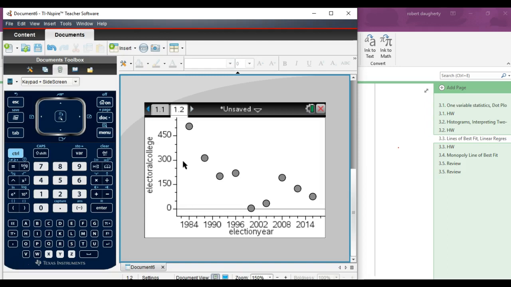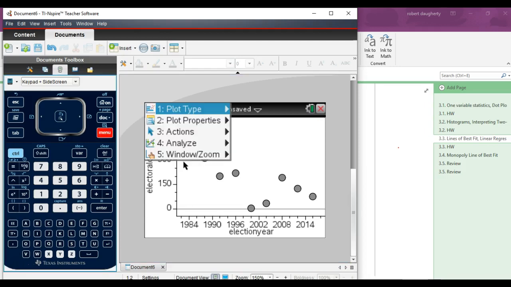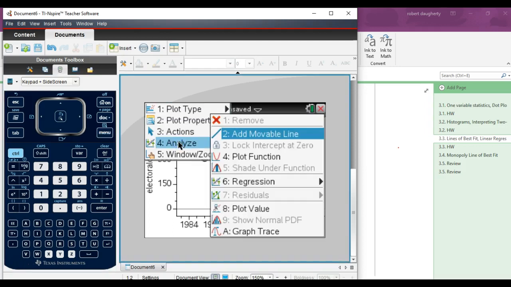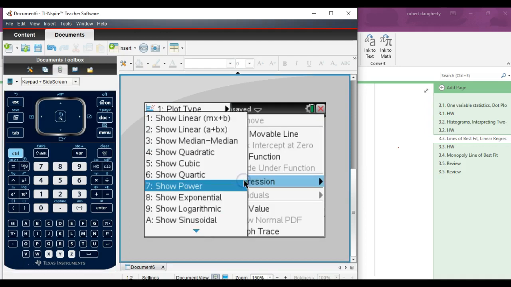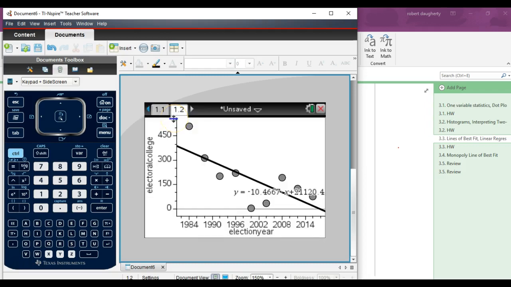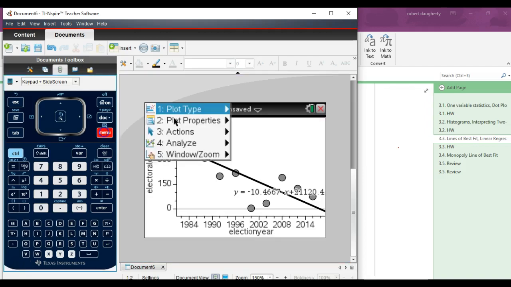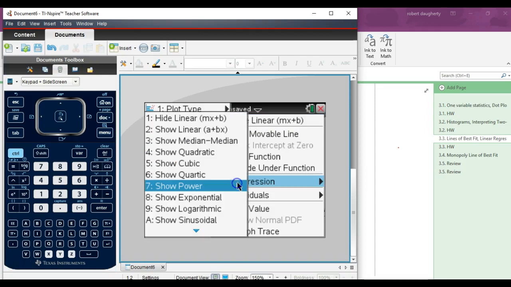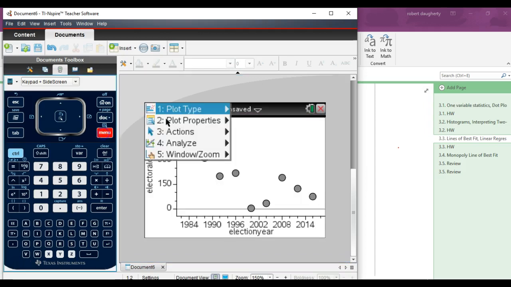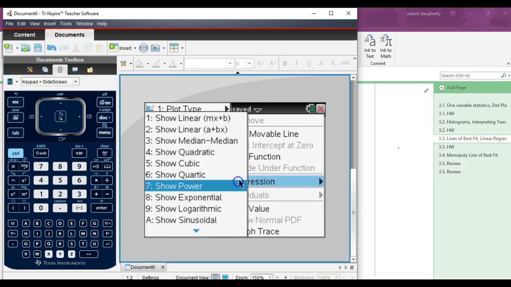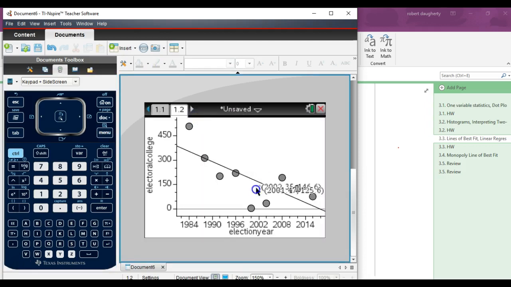So that's what I'm trying to ask myself, and I can look at that with two-variable data. Now, when you're in this data set, you can do menu, analyze, regression, and every time we pick this, it's going to be linear, mx plus b. So you see what I did there? So it's menu, analyze, regression, and right now I could hide it, but then I'll do it again. So menu, analyze, regression, show mx plus b.